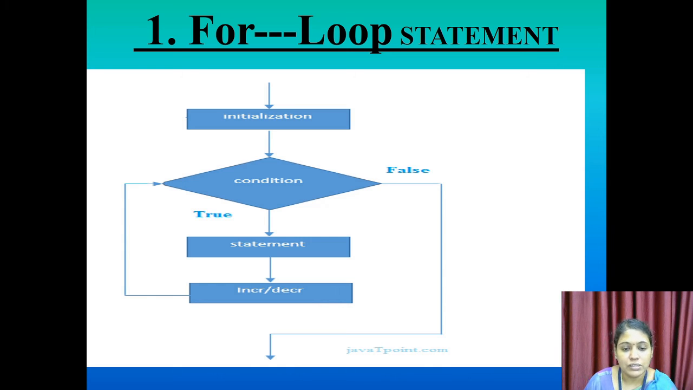After it does the increment or decrement expression, again that index variable is compared to another variable for checking a condition. Again the condition returns true or false. If it is false, the control comes to the end of the program, so it comes out of the iteration. So this is the structure of the for loop.